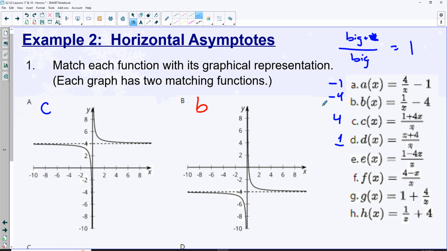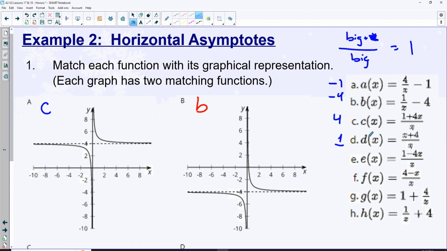So, hey, wait a minute. 4x divided by x is 4. X divided by x is 1. This 4 got ignored because it didn't have an x on it. Interesting.